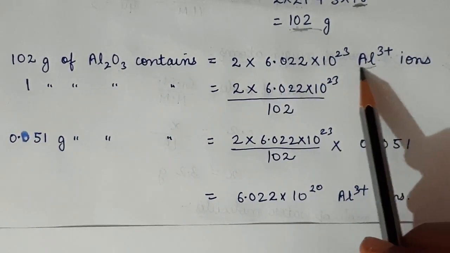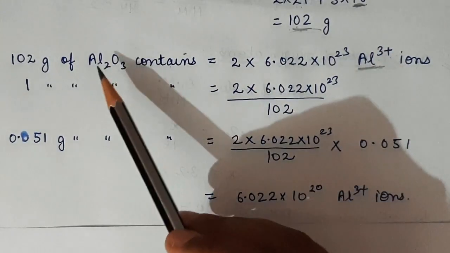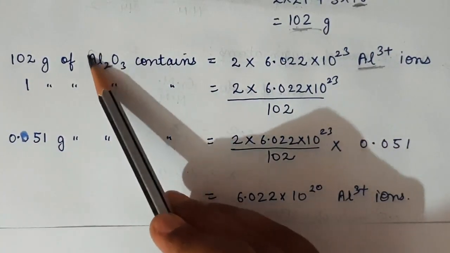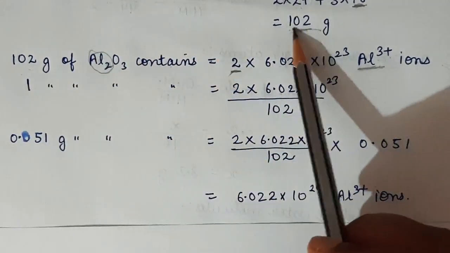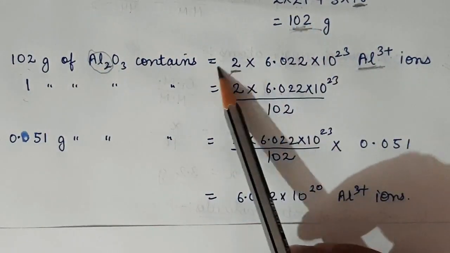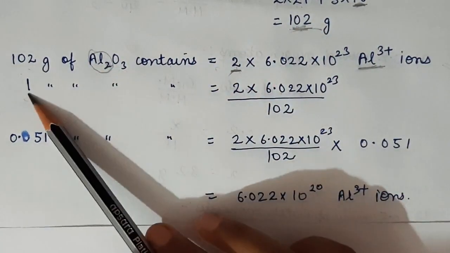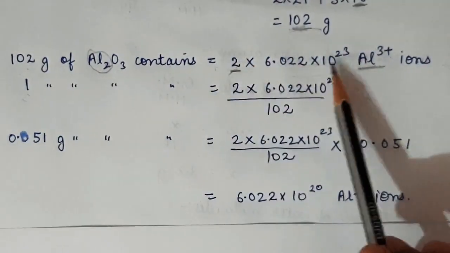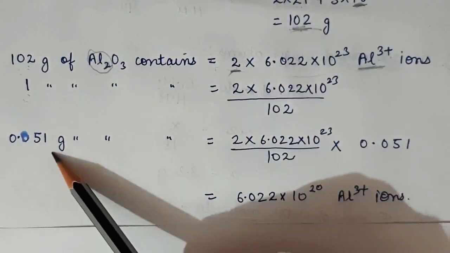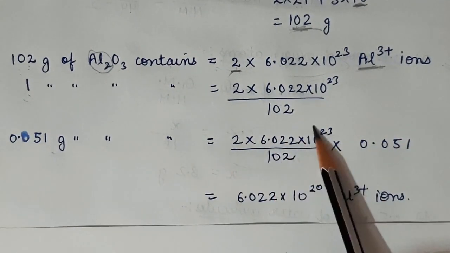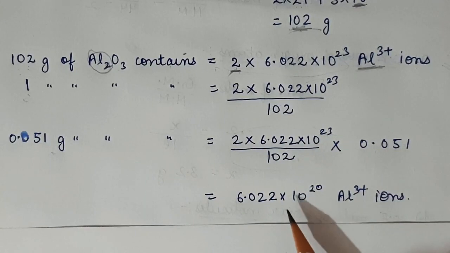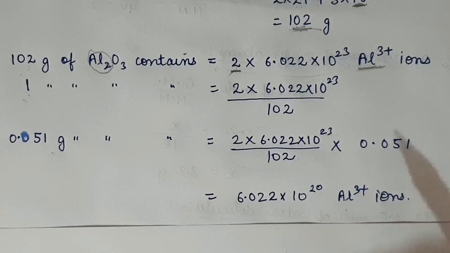I told right now we have to calculate for aluminium ions. Now in Al2O3, how many aluminium atoms? There are 2 aluminium atoms. So that's why we are multiplying by 2. 102 gram, it contains Avogadro's number. Multiply by 2 because for aluminium it is 2. Calculate for 1. It will get divided by 102. Now calculate what is asked in the question, that is 0.051. So multiply this whole quantity by 0.051. So you will get your answer, 6.022 into 10 to the power 20 aluminium ions.